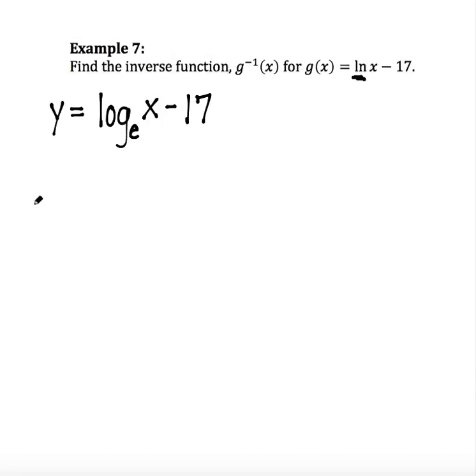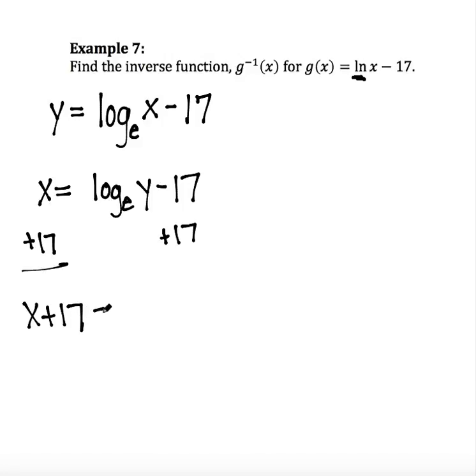So my first step is to switch x and y. So x equals log base e of y minus 17. So now my goal is to solve for y. So the first thing I'm going to do is I'm going to add 17 to both sides. So I'm going to have x plus 17 is equal to log base e of y. Now again, I like to have my log on the left-hand side, so I'm going to write it as log base e of y is equal to x plus 17.